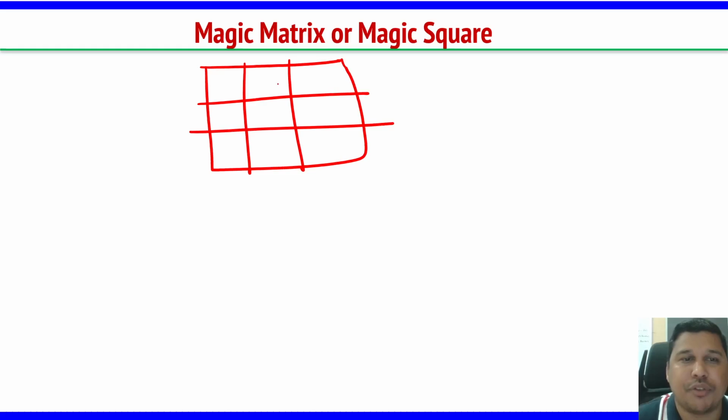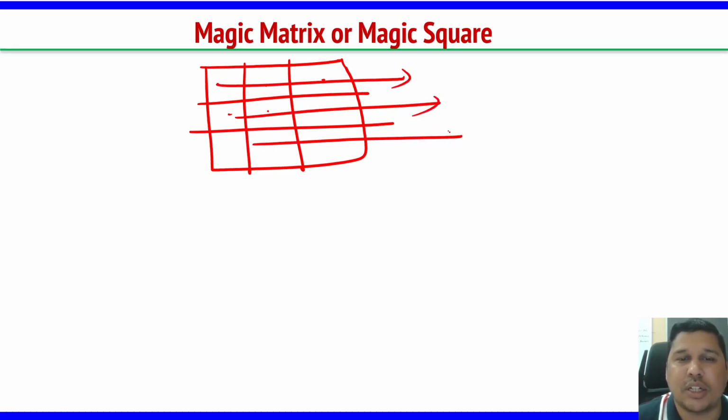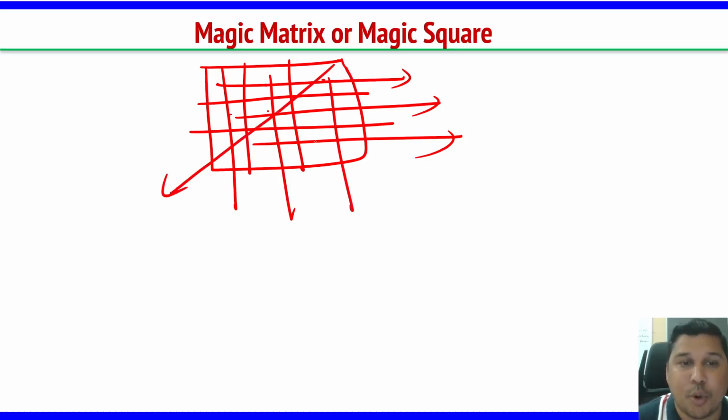Okay, if you add the values of the first row, second row, third row, and in the same way the first column, second column, third column, and also both the complete diagonals, you get the same value. Then we call such a matrix a magic matrix.